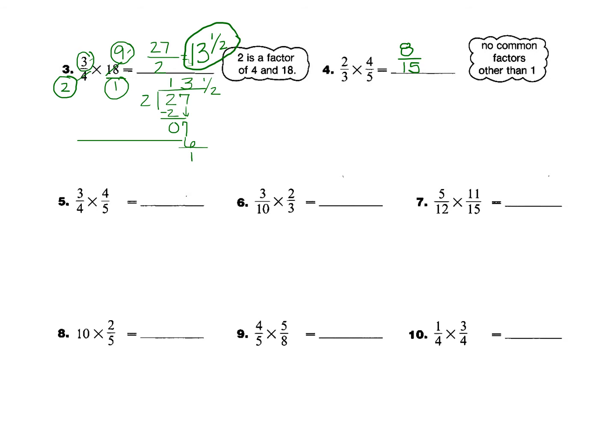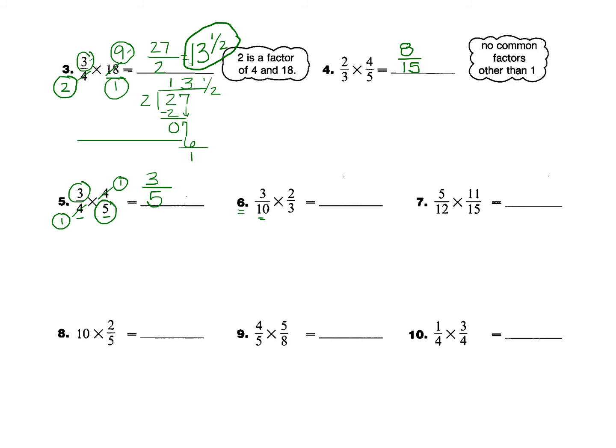Question number 5. 3/4 times 4/5. We can reduce before we multiply. 4 divided by 4 equals 1. 4 divided by 4 equals 1. 3 times 1 equals 3. 1 times 5 equals 5. The answer is 3/5.